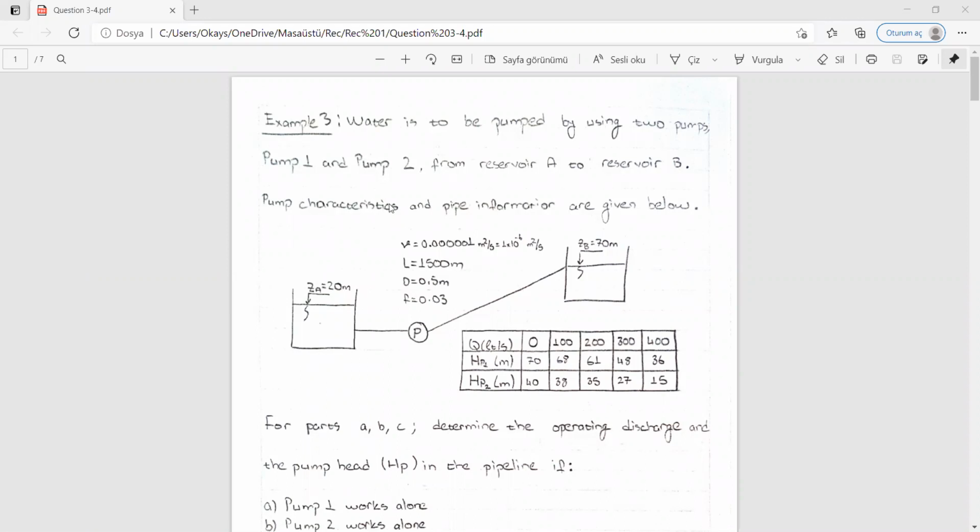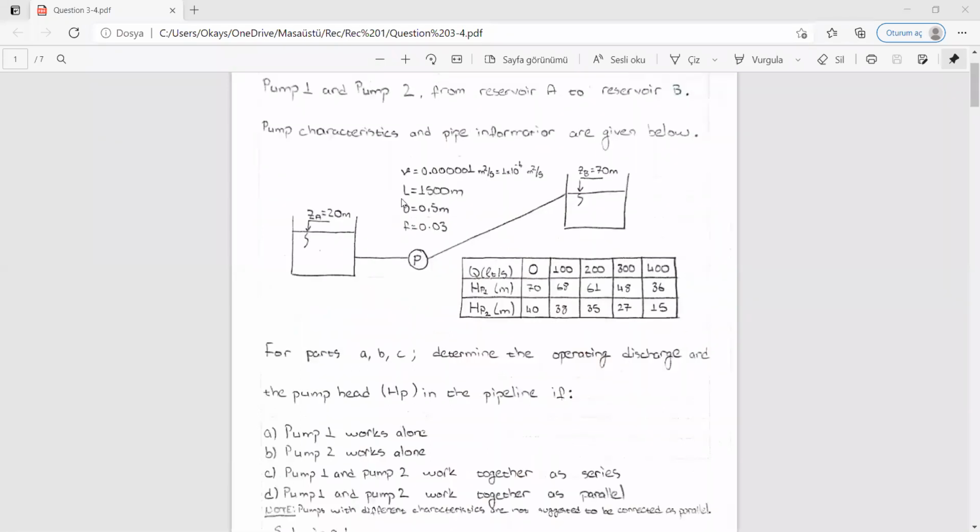Let me read the question very quickly. Water is to be pumped by using two pumps, pump 1 and pump 2, from reservoir A to reservoir B. Pump characteristics and pipe information are given below. So these are pump characteristics. These are the information related to the question. We have viscosity, total length of the pipe, diameter of the pipe, F value, and pump heads for pump 1 and pump 2 for different discharge values given to us.